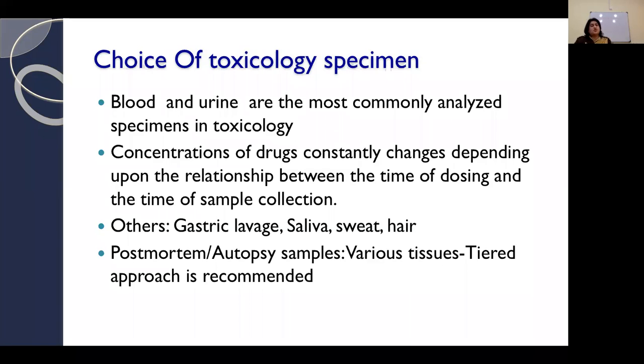So the rule of thumb is to try to get the sample as soon as possible when you suspect a case of poisoning. And obviously we have another important branch, that is postmortem or autopsy samples. It's basically not in the ambit of this lecture today. In addition to blood and urine, we can receive various tissues for postmortem toxicology, but obviously a tiered or stepwise approach is recommended for such cases.